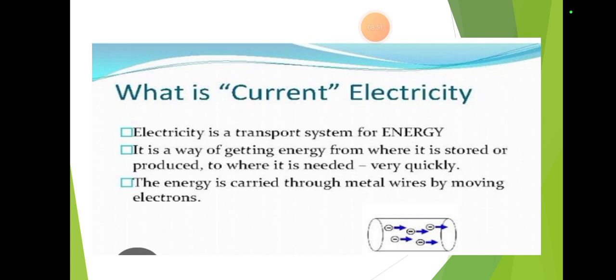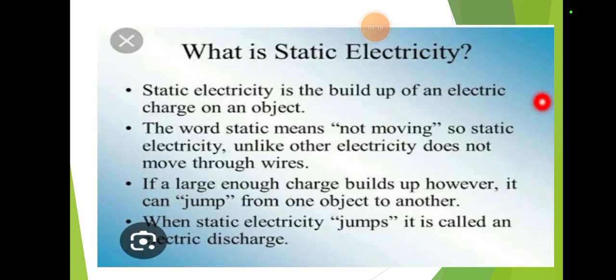That's very bad. So here you can see an electric wire. The electrons, E minus, have a negative charge, so they move through the wire, and energy is carried in this process. Okay, this is how energy is carried. Okay, what is static electricity?